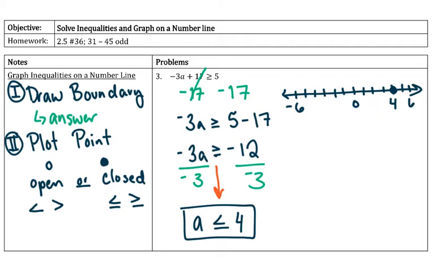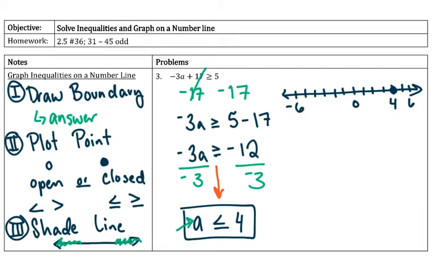Now our last step is to shade part of the line. If we're shading part of the line, it's just asking, is the variable smaller than the boundary, or is the variable larger? If the variable is smaller, you want to shade over here. And if the variable is larger, you're going to shade towards the larger numbers. In this case, a is less than 4, so that means that this is the smaller term. We're thinking about things that are less than 4.